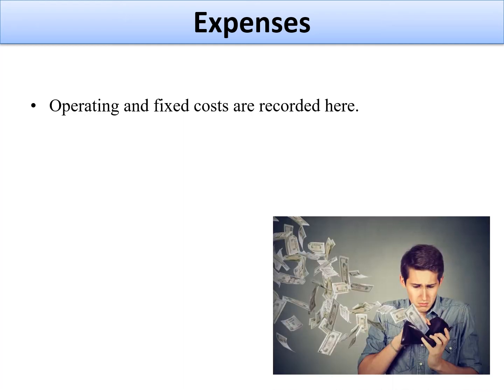The next is expenses. Operating and fixed costs are recorded here. See, we can see in the picture that money is going away from that person. That means we are spending more and more money on a business, and whatever money we are spending, those are our expenses.